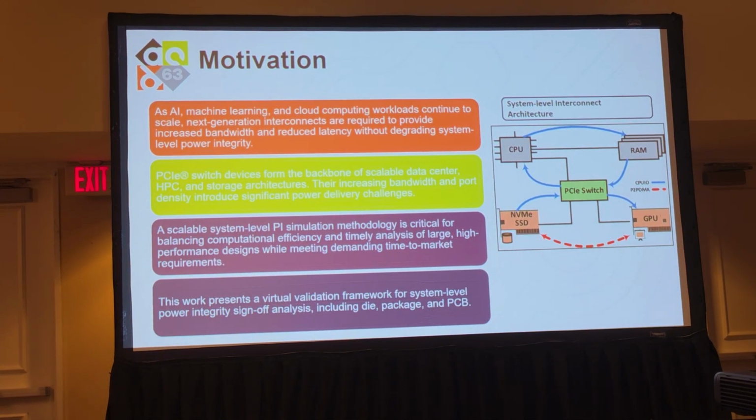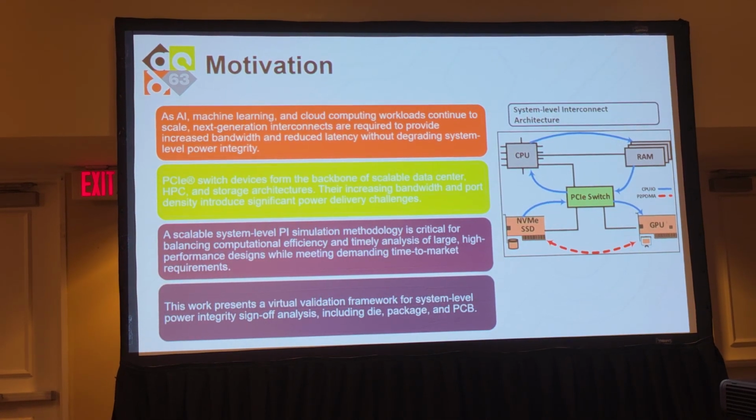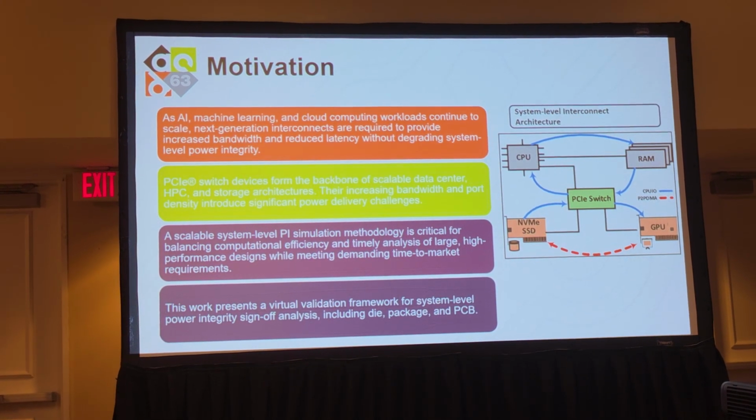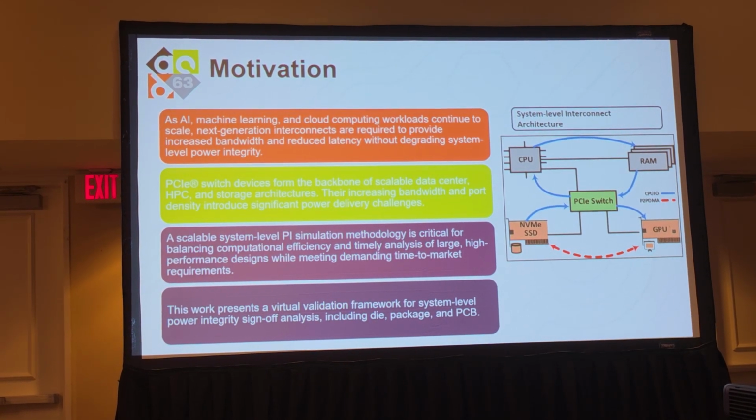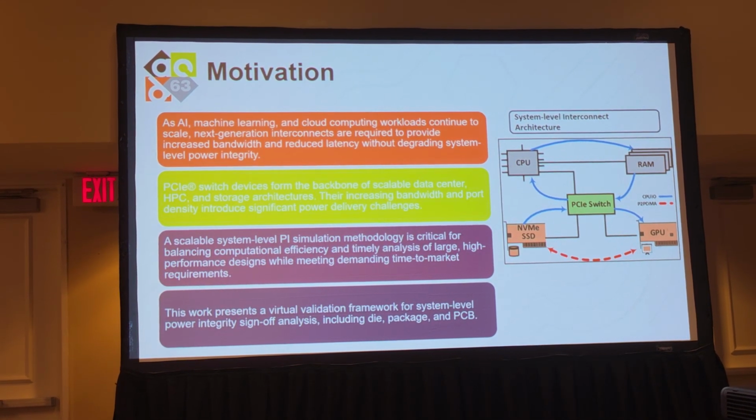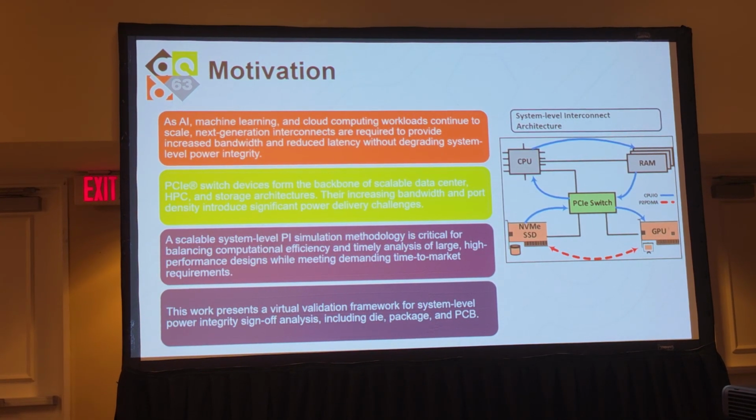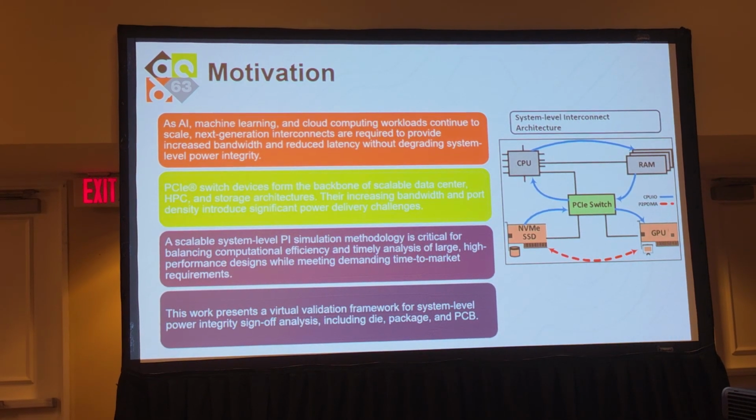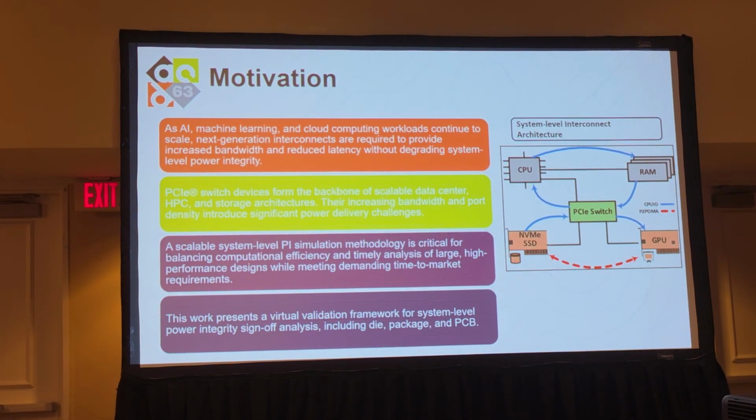So the idea behind this problem is that as we go into the AI space, we want to be able to have higher and higher bandwidth. We need to switch faster and faster, which means that we're going to need to have stable power delivery networks throughout our system. So what this work focused on was coming up with an efficient way, an accurate way of modeling the power delivery network for the PCI switch you see here.